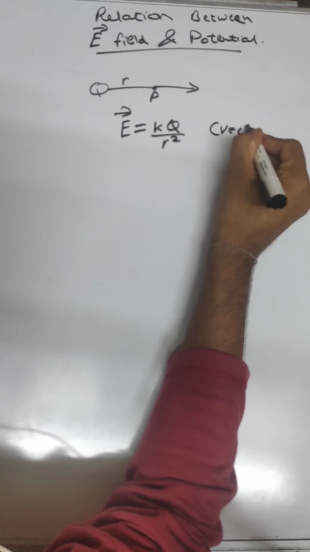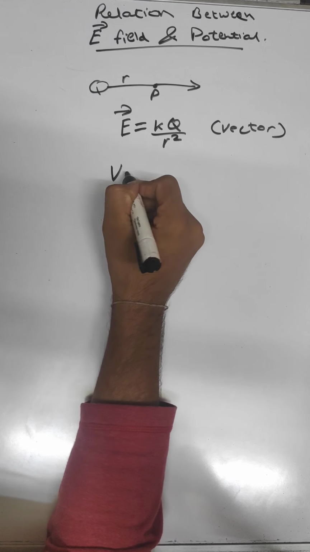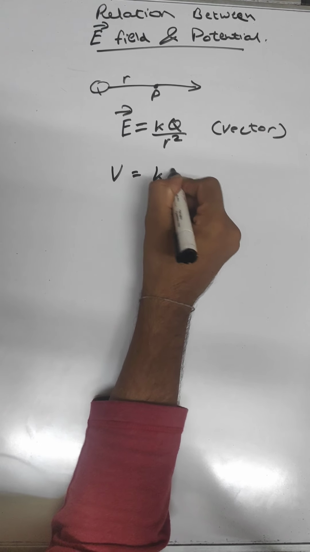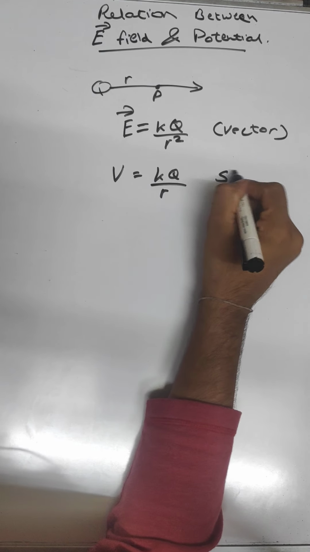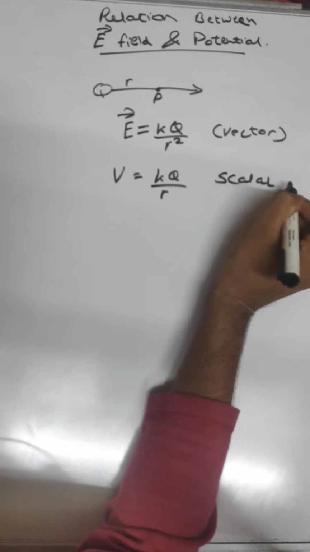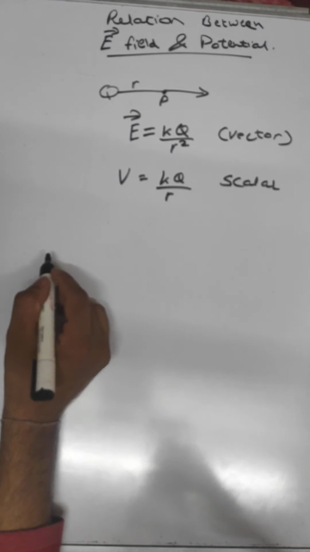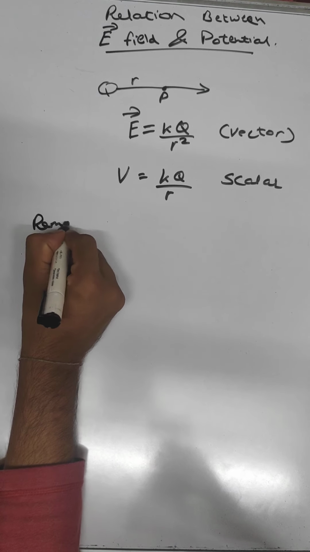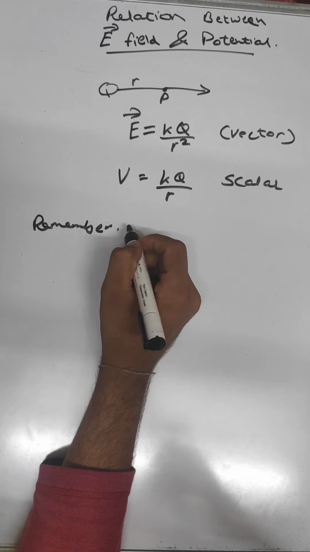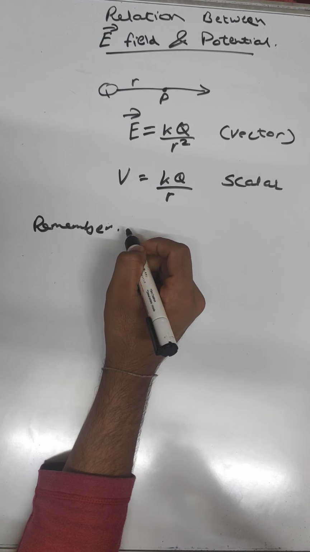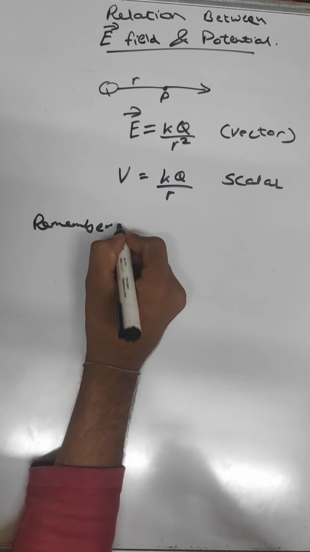Direction is very important in electric field, so it is a vector form, and the electric potential at the same point is given by kq by r. We have already studied it, and it is a scalar quantity. Now remember one line: potential will always decrease in the direction of electric field. Whenever you are going from this to this, potential will always increase.